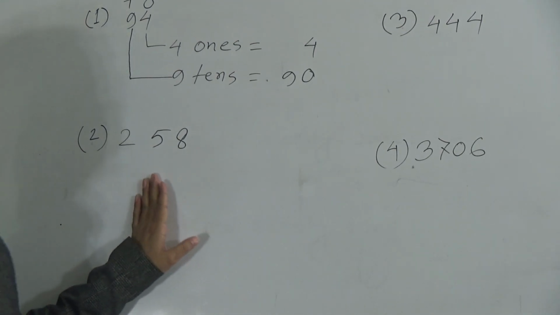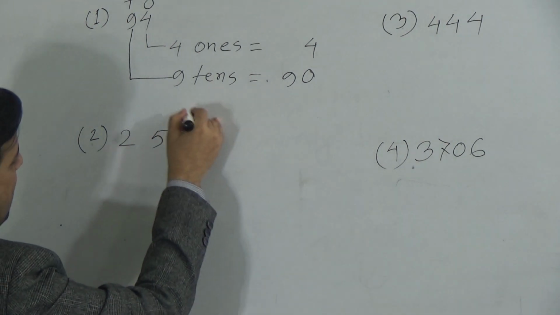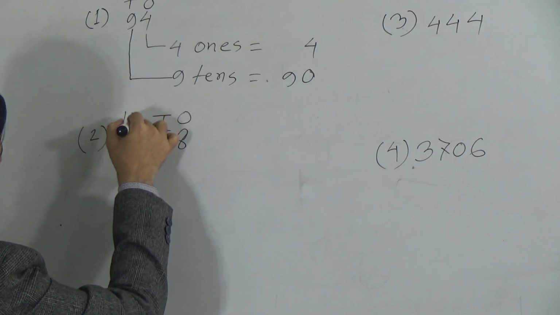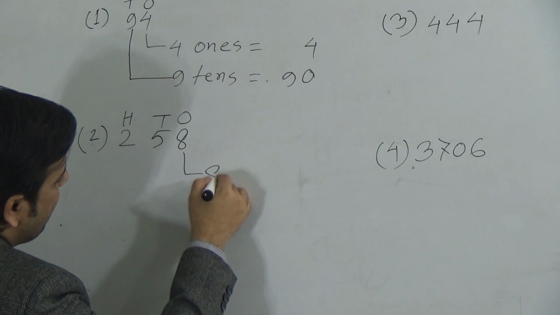Here are 3 digits in this number. So indicate the position of the digits at first. This is ones, this is tens, and this is hundreds place. So ones position will be same, 8 ones.